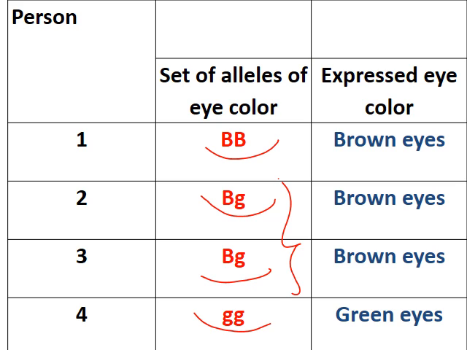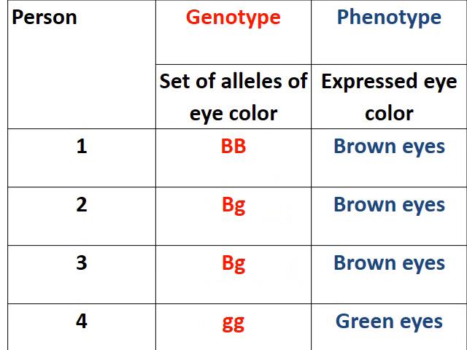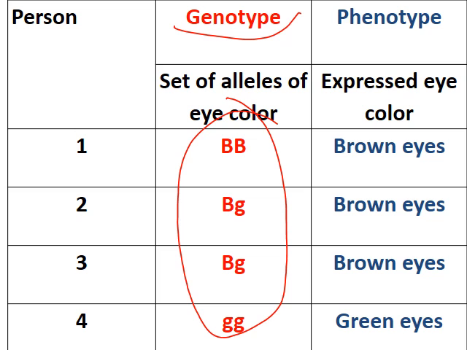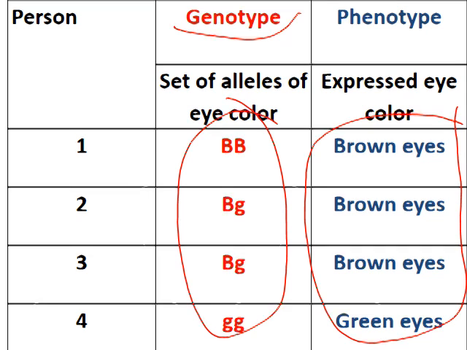So BB, B is dominant, so it's brown. Bg, B is dominant as you said, and g is recessive, so it's brown. gB, B is dominant, so it's brown also. gg, it's recessive and it's always expressed in the case of homozygosity, that's why it's green. So to say here, these are called the genotypes, while the traits that are expressed are called the phenotypes.